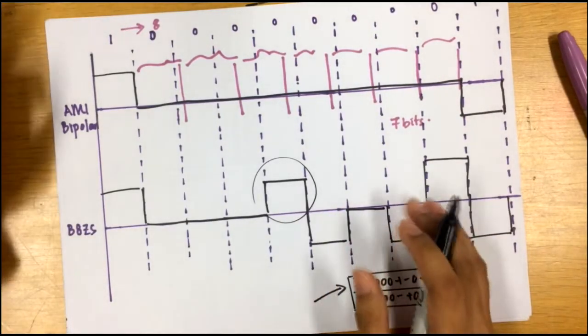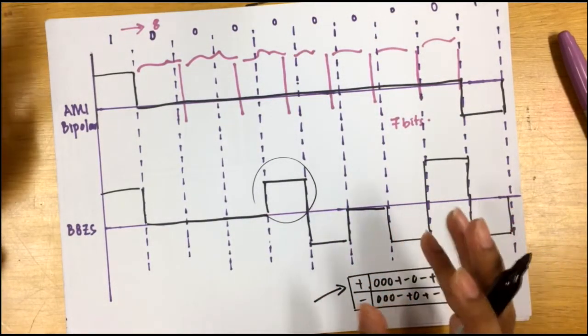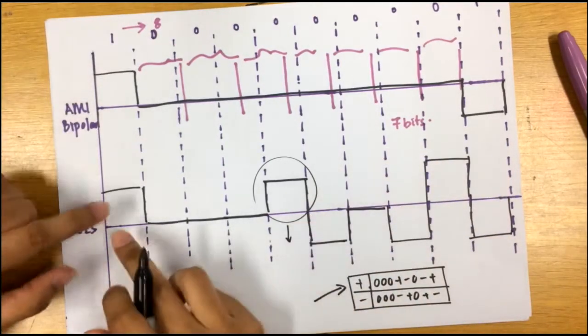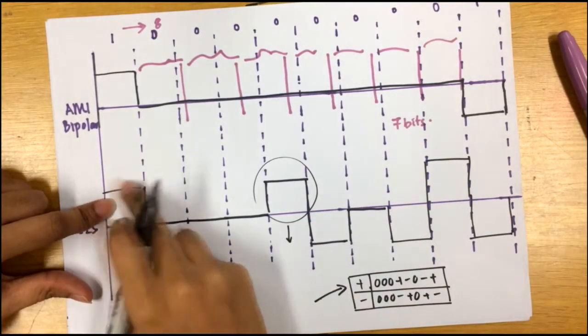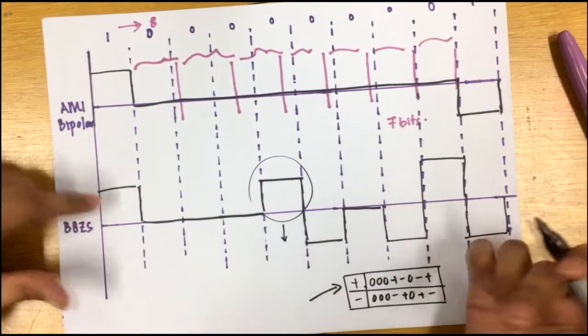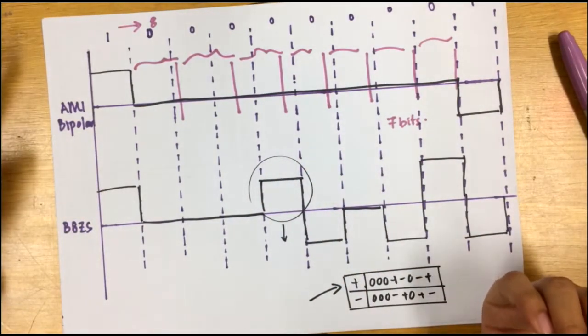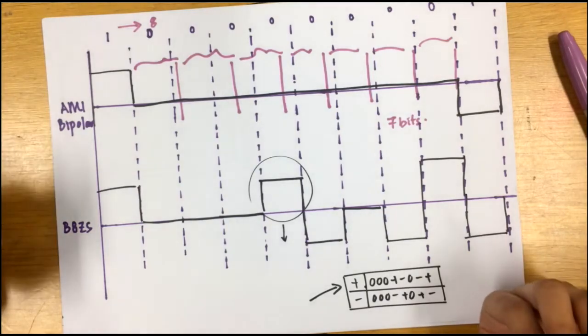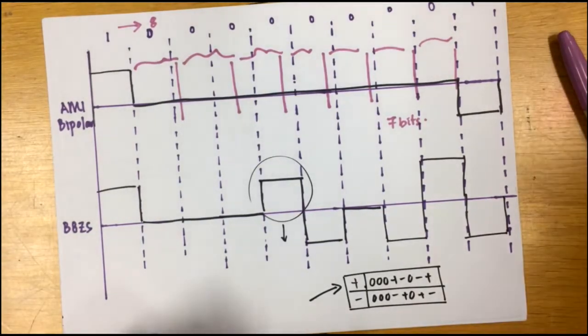If this is really 1, it will go down to here, as the previous bit is from positive. But instead, it goes to the positive, which shows that there is the occurrence of a violation. So from here, the receiver will know that the bits are transferred using bipolar with 8-0 substitution.